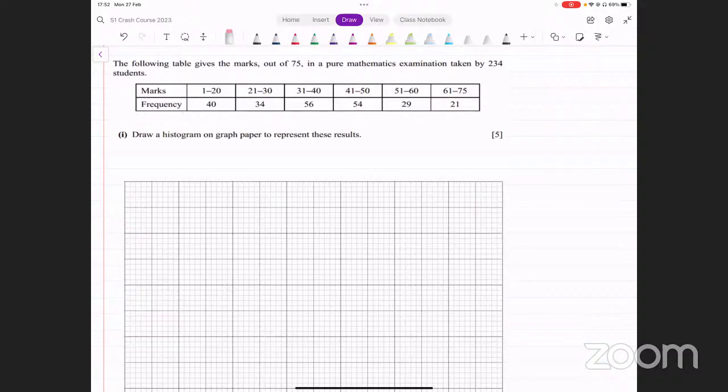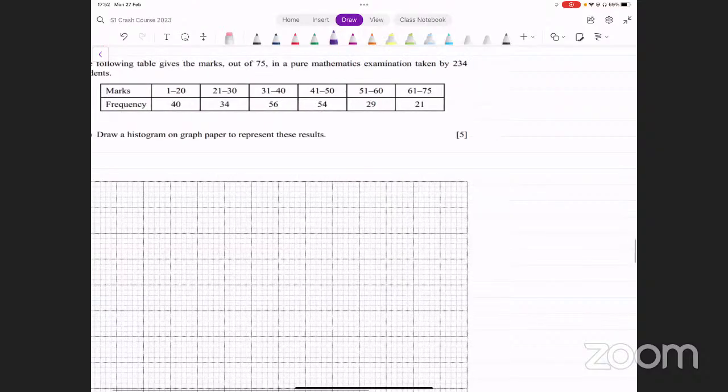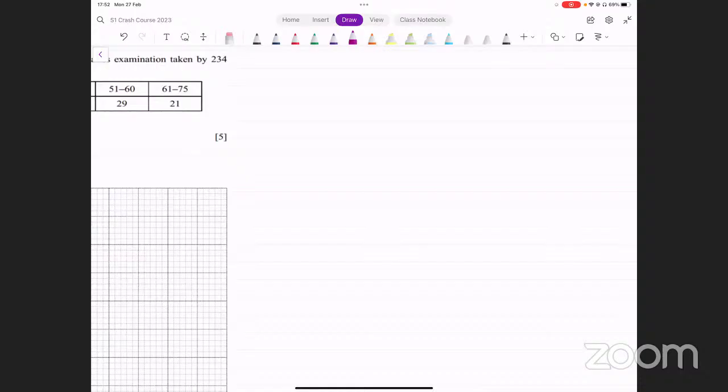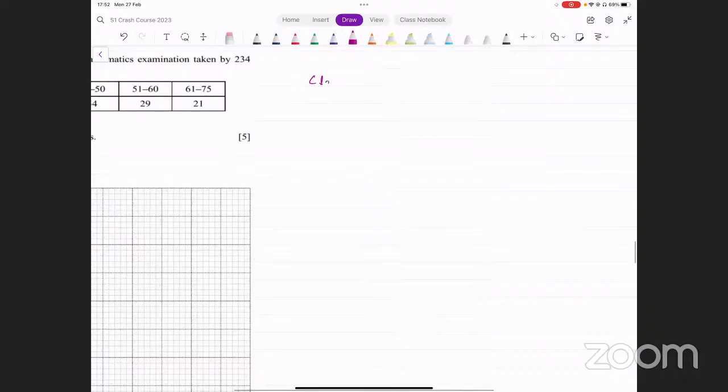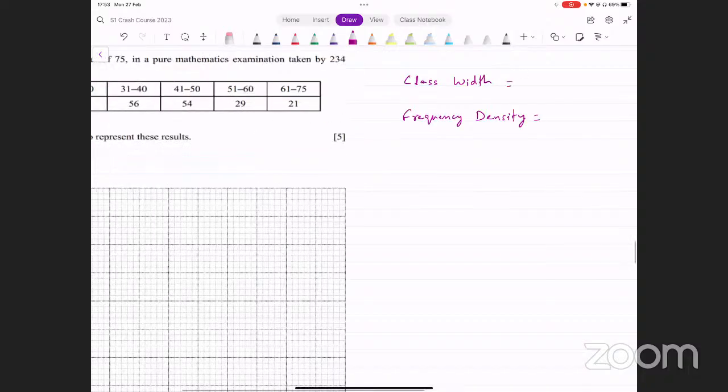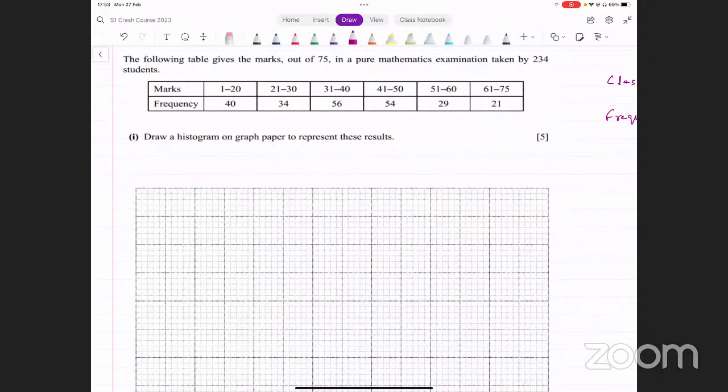Now, what is frequency density? For frequency density, you need to know about another thing first, and that's called class width. So you have class width, that's one thing. And then using that, you will be calculating frequency density. And these are 2 things that are going to be important for drawing the histogram. Now, let's look at this table. Let's look at this data and try to think about how to draw a histogram using this.